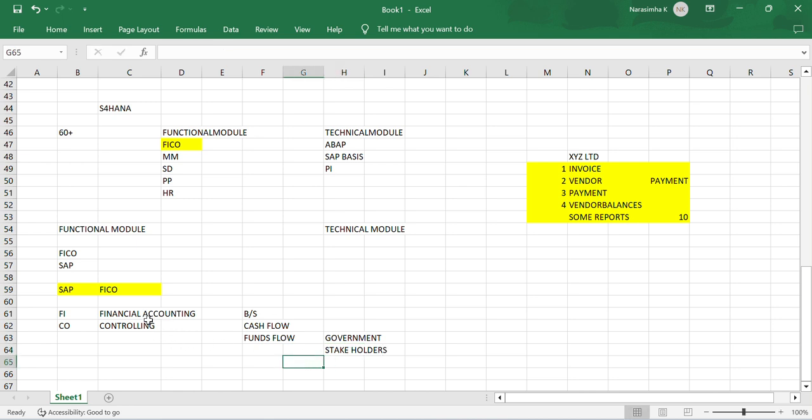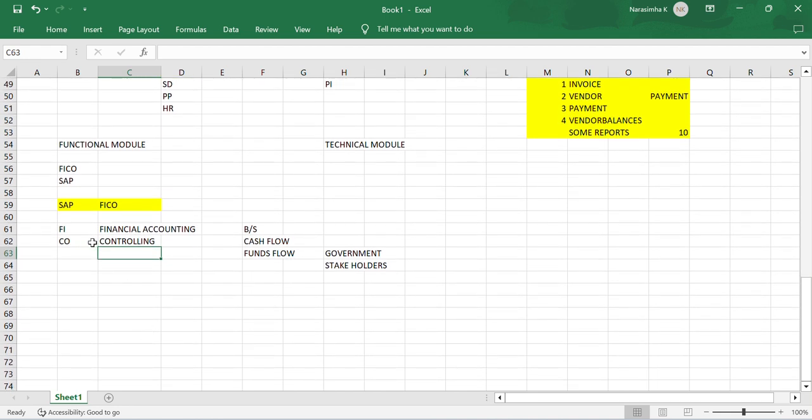FI stands for financial accounting, and this financial accounting will be used for the external reporting purpose. What are those external reports? Balance sheet or cash flow or funds flow. These financial statements we will prepare and we will submit to government as well as to the stakeholders for that company. Then what is the use of controlling?